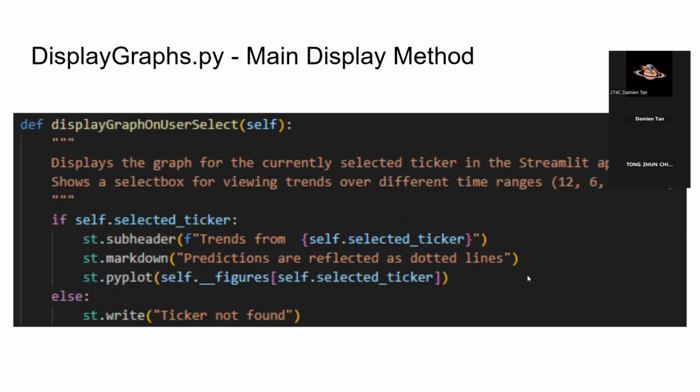Moving on to the display graph on user select method. This is designed to display the main stock trend chart with clear headers and helpful user guidance about the dotted prediction lines. The conditional checking done using if statements ensures that we handle cases where a ticker might not be found.